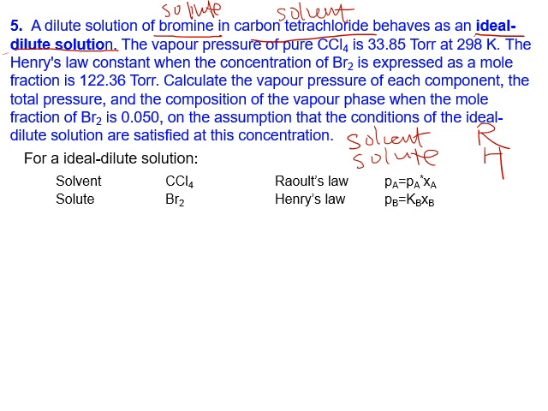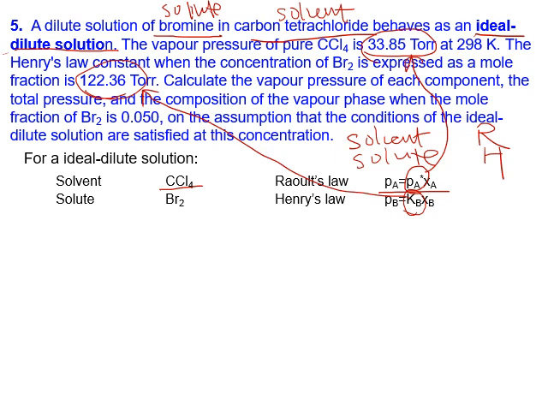And therefore, we can write these two equations. For carbon tetrachloride, which is a solvent, you use Raoult's law. The partial pressure equals the vapor pressure of A when it's pure times the mole fraction. The vapor pressure for carbon tetrachloride when it's pure is this number, 33.85. That's the pure carbon tetrachloride vapor pressure. For bromine, the Henry's constant is given here.